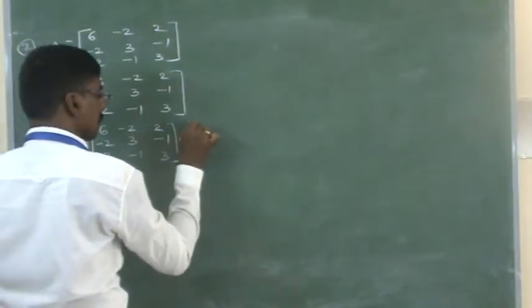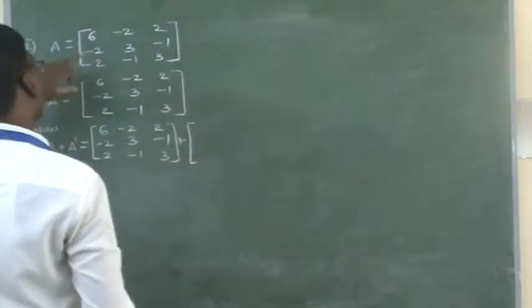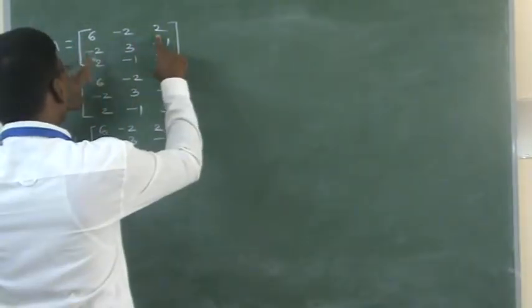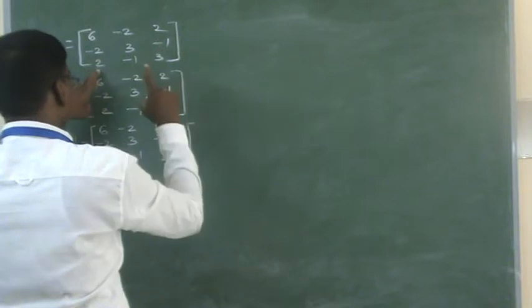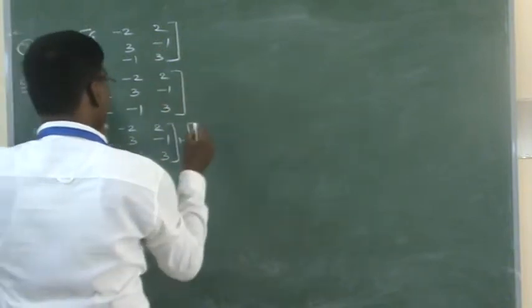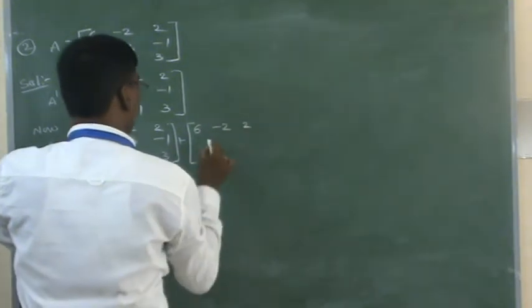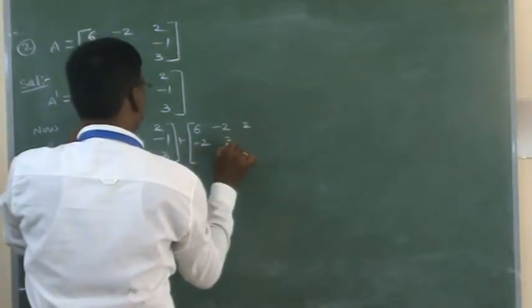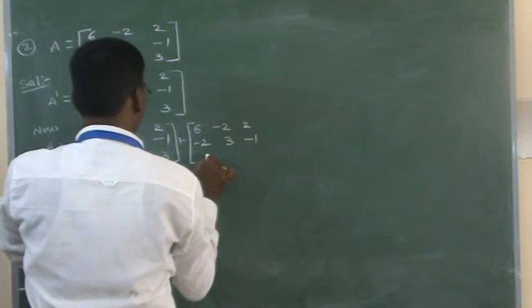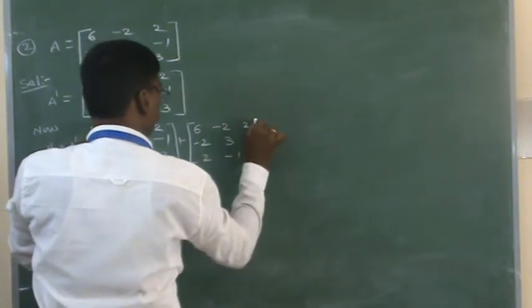Plus the transpose, again with rows 6, minus 2, 2; minus 2, 3, minus 1; 2, minus 1, 3.